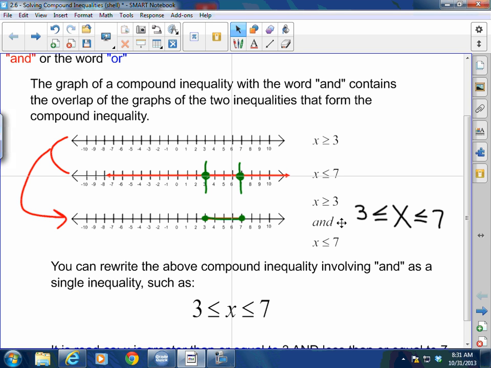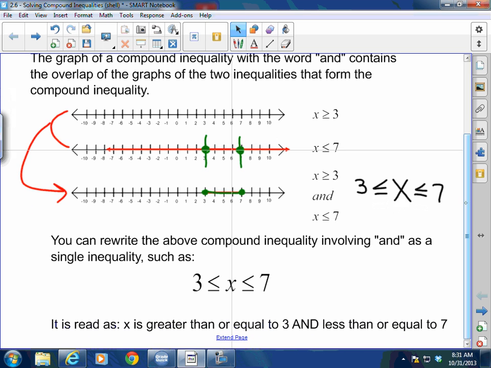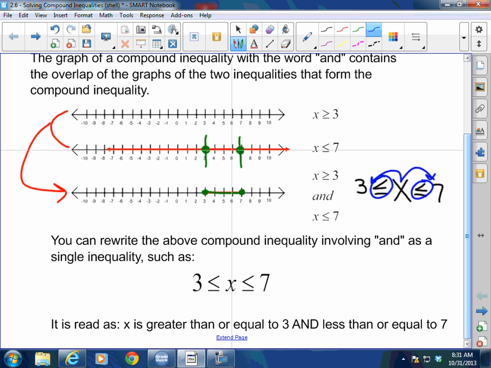Do you guys remember how I kept telling you, read from the variable, read from the variable? Remember, it was kind of like a broken record? This is why I told you that. When you have compound inequalities, you must put the variable in the middle for the "and"s, and you have to know how to read and write it properly. It's from the variable. x is greater than or equal to 3, and x is less than or equal to 7. So that means it could be any number between 3 and 7, including 3 and 7. Does that make sense, guys?